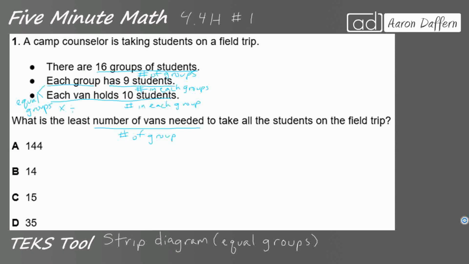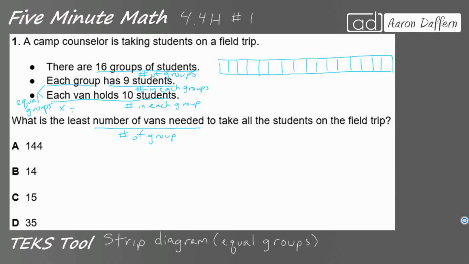Well, it's a two-step problem. So this is what we need to do. If we have the number of groups, so let's take 16 groups. I'm going to draw a strip diagram to represent this. And 16, what I'm going to do is I'm going to cut it in half, cut each half in half. That gives me 4. Cut each fourth in half, that gets me 8s, because 4 times 2 is 8, and then cut each 8 in half, that gets me 16. Then I've got my 16 groups.